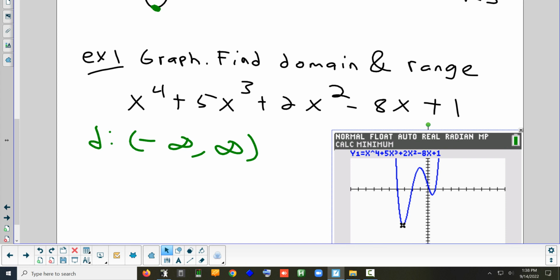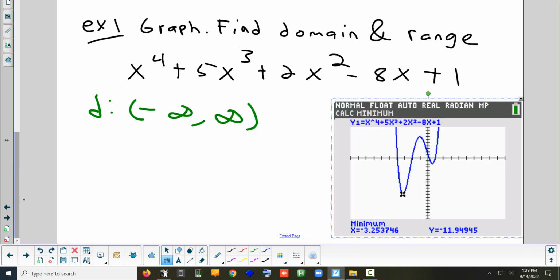Now, let's be clear about what the minimum is versus where the minimum is. The minimum there is negative 11.95. That is the lowest that it goes, because we're talking about range. Range is what the minimum is. Domain, x, would tell me where it is. So if I wanted to get a value of negative 11.95, I would plug in negative 3.25 for x. I don't care about the x. I'm not interested in the x.